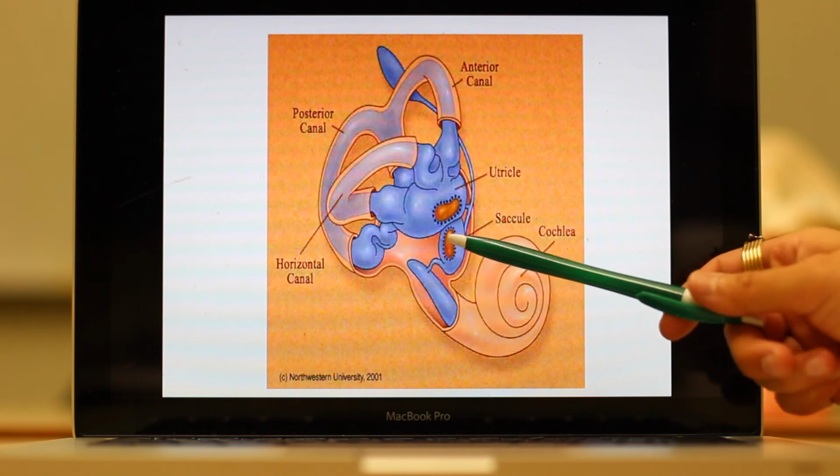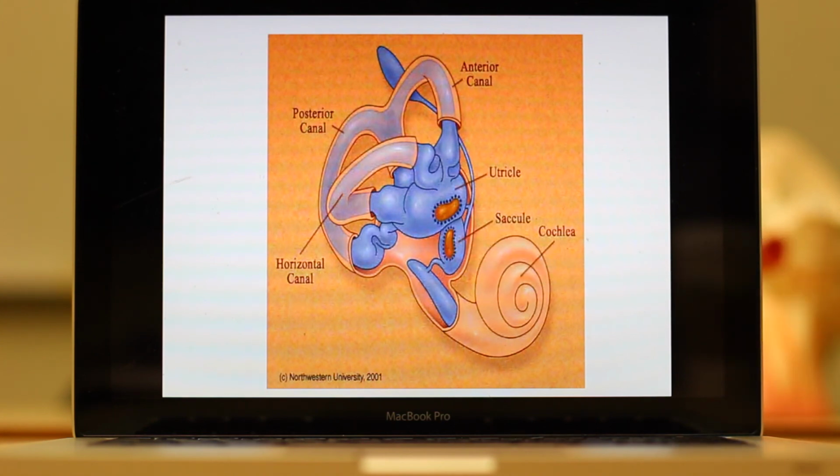The utricle and its macula are responsible for sensing horizontal movement, like when you are traveling in a car. The saccule and its macula are responsible for sensing vertical movement, like when you brace yourself for the up and down movement of an elevator. And that is the end of the ear tour.